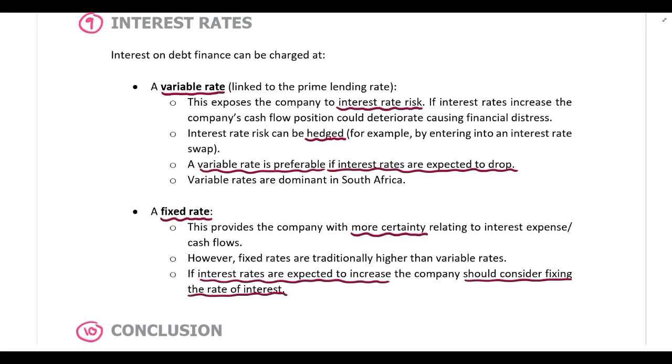However, it is important to note that fixed rates are traditionally higher than variable rates. The bank is going to charge a higher rate because they are the ones taking the risk. If you pay a fixed rate and interest rates in the country all of a sudden double, you don't face any risk. You're still paying exactly the same interest rate. The bank is taking the risk. So because the bank is taking the risk, they are going to charge a higher rate of interest. And it's important to note that in South Africa, variable rates are a lot more common.